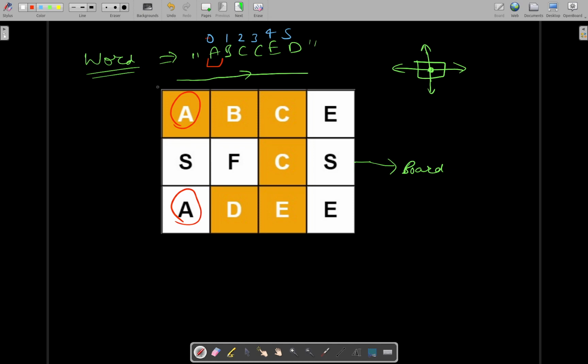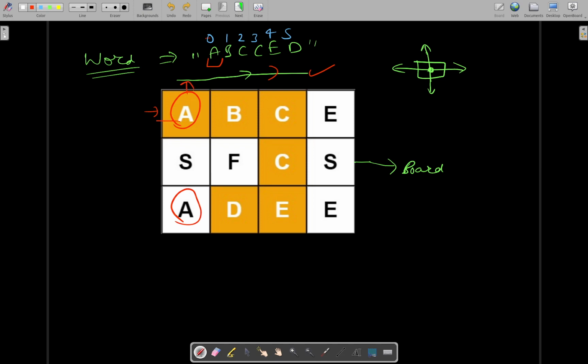So since we will be traversing this whole matrix in this particular fashion, first we will traverse the first row, then the second row, and then the third row. So this top A will be the first one to be visited, so this branch will be explored first. Okay, now when we are at A, we will essentially have 4 directions to move.